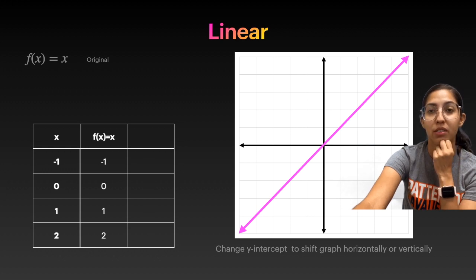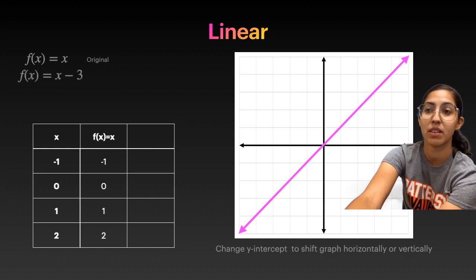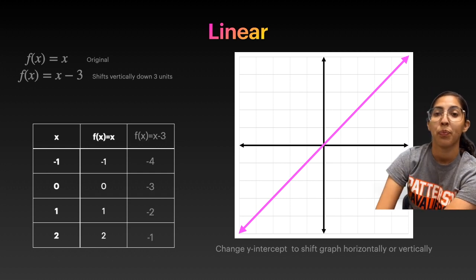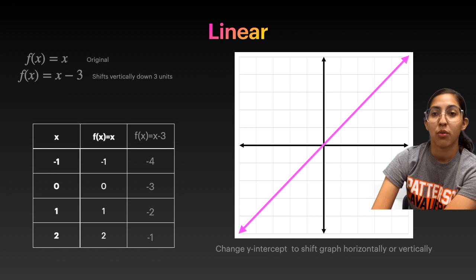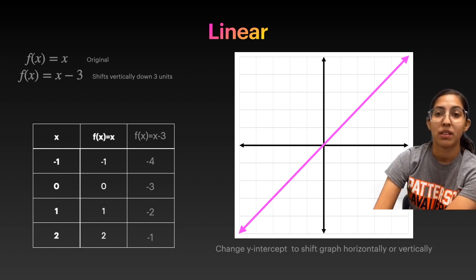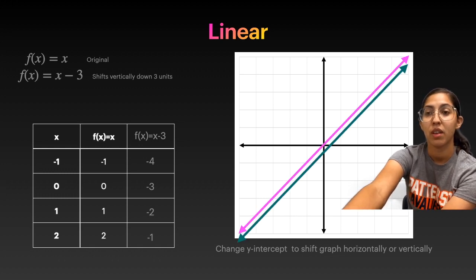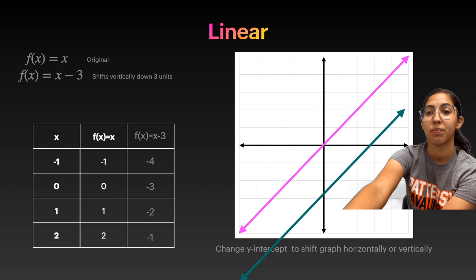So let's take another look at another example. F of x equals x minus 3. This will shift the graph vertically down 3 units. So instead of being at -1, we're now at -4. Instead of being at 0, we're at -3, 1, -2, 2, -1. So go to your original and shift down 3 units.